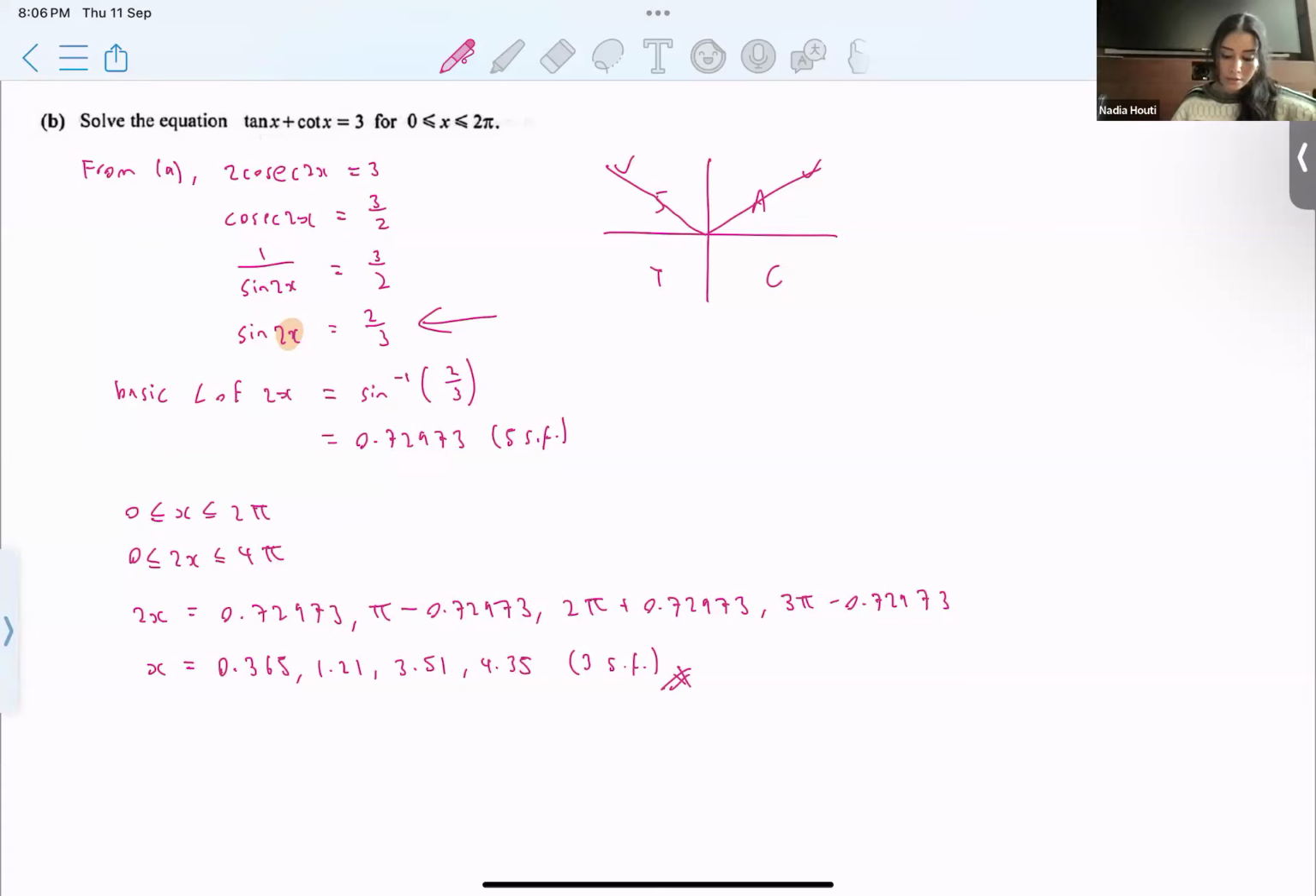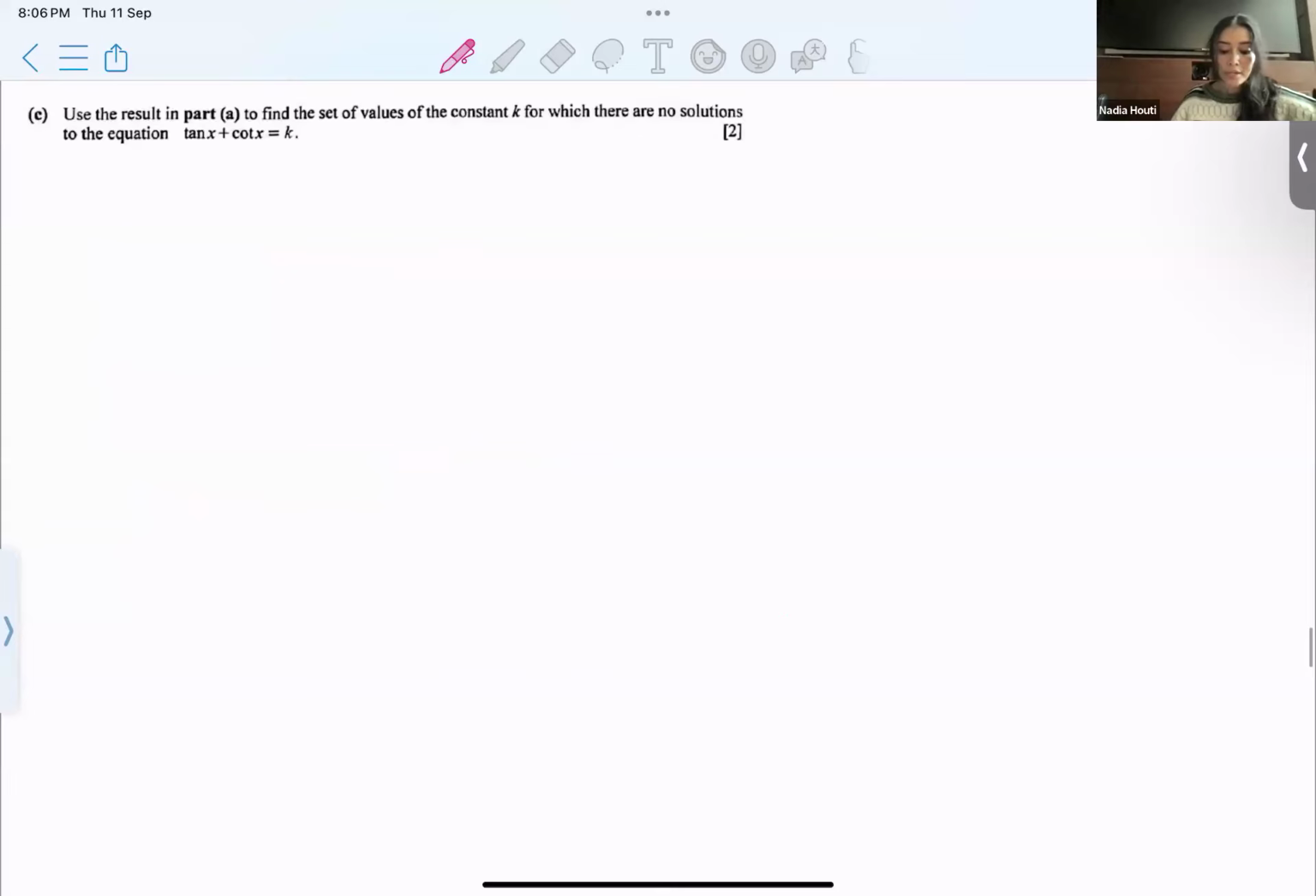Okay, the last part: use the result in part A to find the set of values of the constant k for which there are no solutions to the equation tan x + cot x = k. Now the left-hand side remains the same, right? And recall the right-hand side in the equation was 2 over sin 2x. Or you can start with 2 cosec 2x. It's still the same thing. So basically here we know that k is equal to 2 over sin 2x.